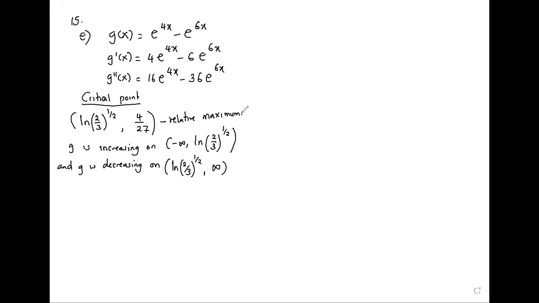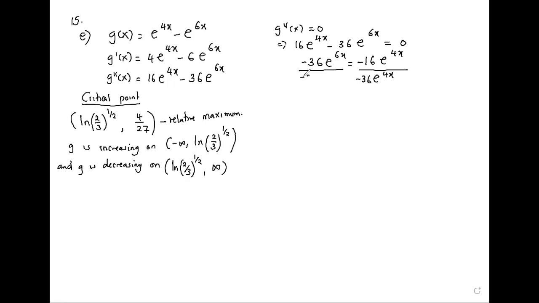We now want to check where it's concave up and concave down. So we equate the second derivative to 0. We solve g double prime of x equals 0, which is solving 16e^(4x) minus 36e^(6x) equals 0. So we take the other side. We remain with negative 36e^(6x) equals negative 16e^(4x). Again, we divide by e^(4x) and negative 36, so that the negative 36 can cancel and the e^(4x) can cancel on this side.